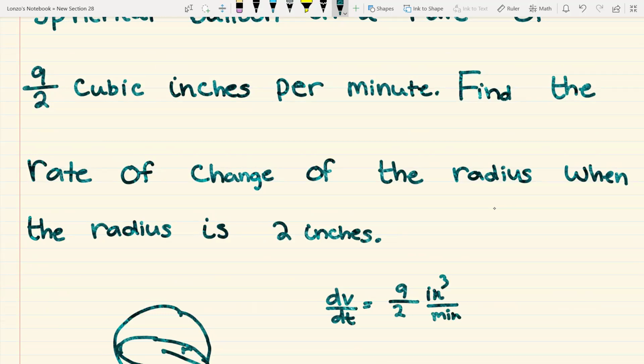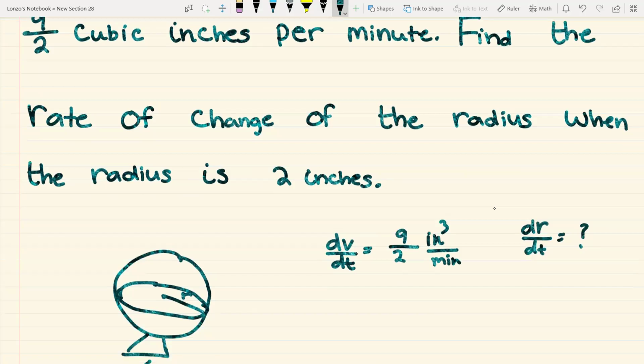Find the rate of change. That is a speed or first derivative, and in our case I think that would be dr dt. We're taking the derivative with respect to time, so we have to find dr dt. And then they tell us the radius is 2 inches. That's important too. The radius is 2 inches.